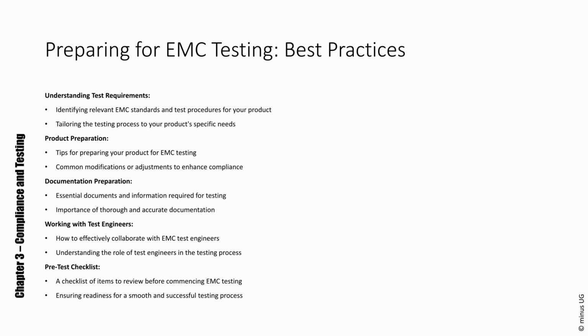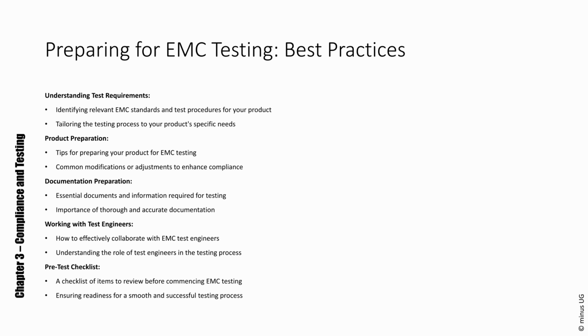Documentation preparation. The preparation of essential documents and information is a critical part of the EMC testing process. This includes detailed product specifications, schematics, user manuals, and a description of the intended operating environment. Accurate and thorough documentation is vital as it helps test engineers understand the product and its EMC requirements, and it also forms part of the compliance record that may be required for regulatory approval.